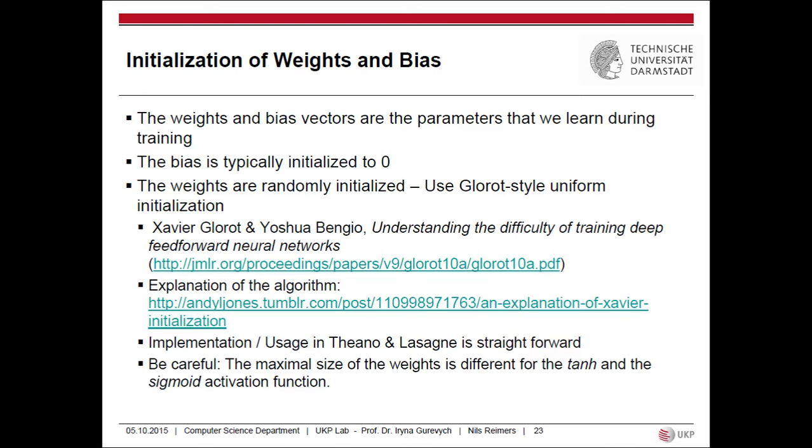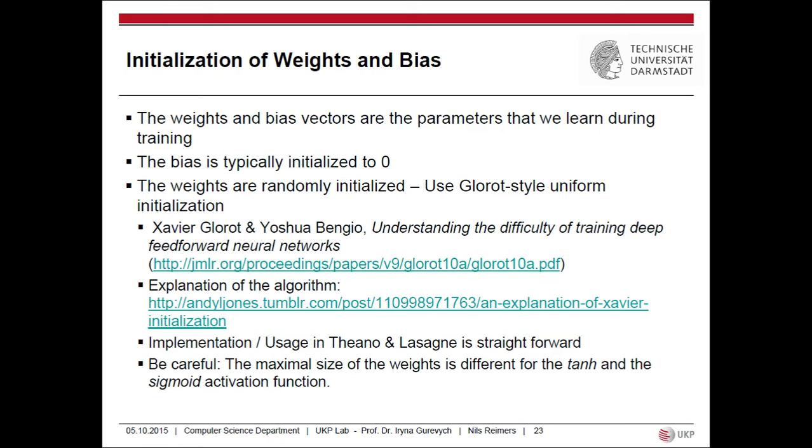How do you initialize the weights and bias? The weights and bias vectors are parameters that can be learned during training. The biases are typically initialized to 0, and the weights should be initialized randomly. And there's a paper from Glorot and Bengio, which talks about the difficulty of training deep feedforward neural networks and how hard it is to initialize them.